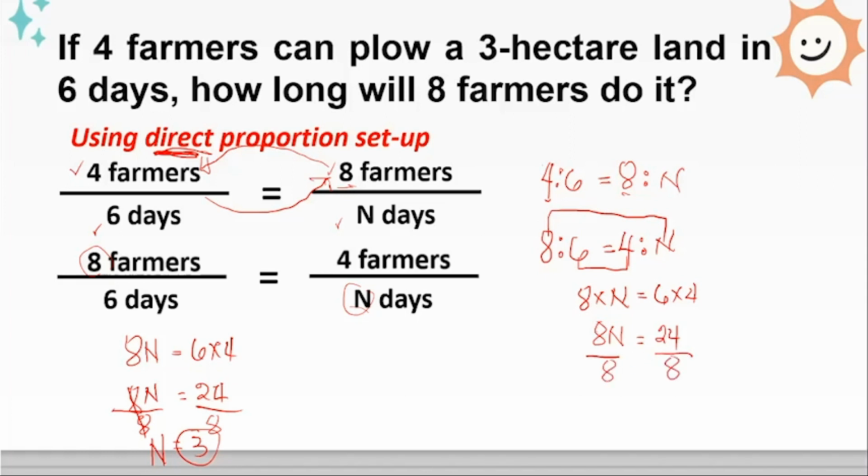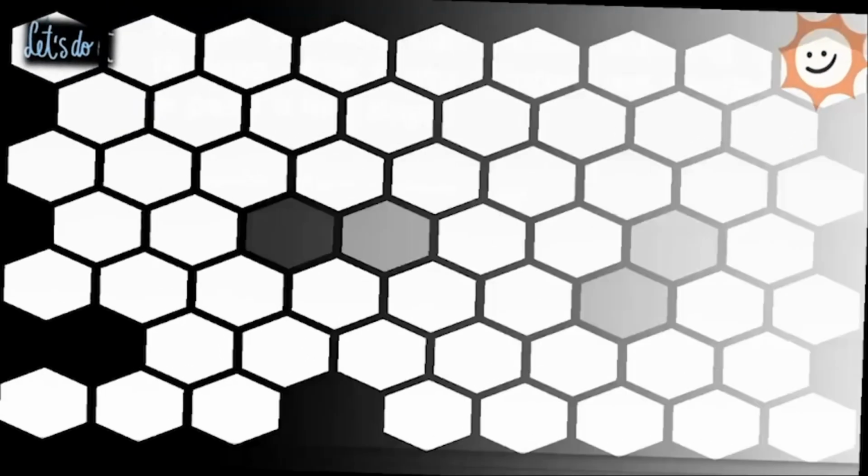So 8 divided by 8 is 1. So cancel 8. And 24 divided by 8 is 3. So that's how we answered the indirect proportion problem, but our setup is direct proportion. We first set it up as direct proportion, but next, we don't cross multiply right away. What we did was swap the first term of each ratio. So that's how we solve indirect or inverse proportion using direct proportion setup. Okay, let's try this one. Let's do it together.